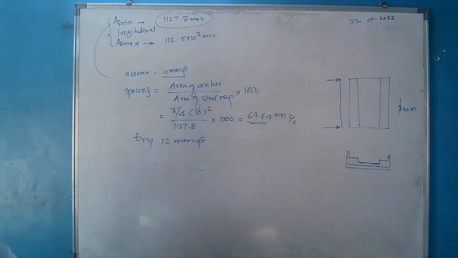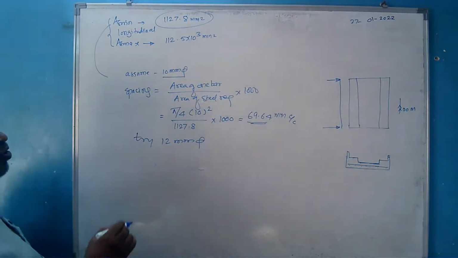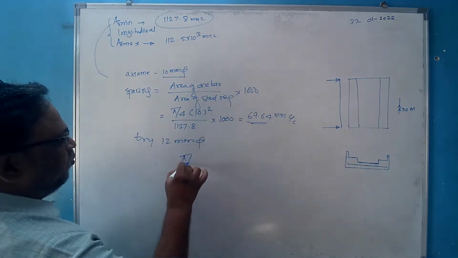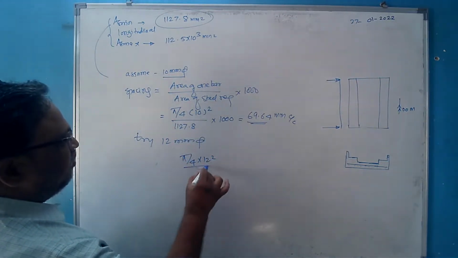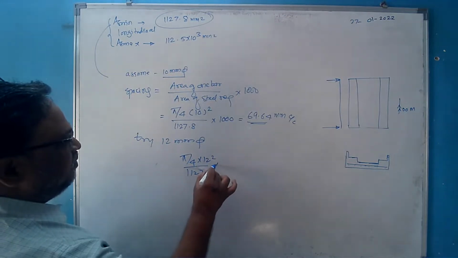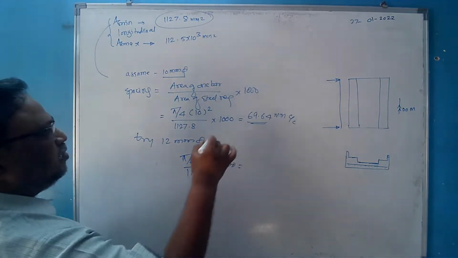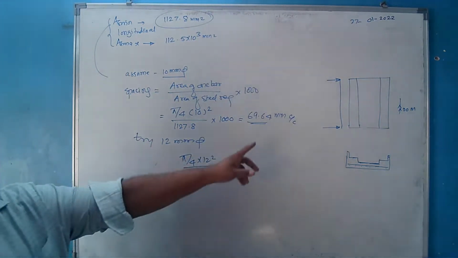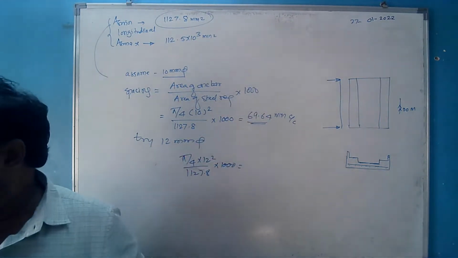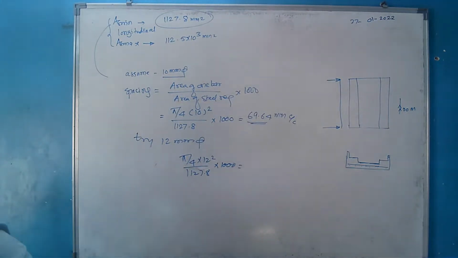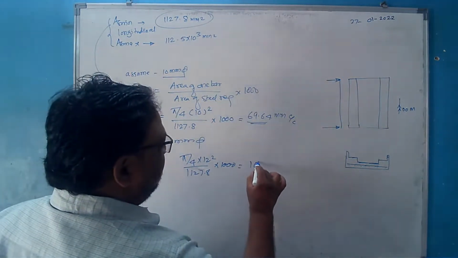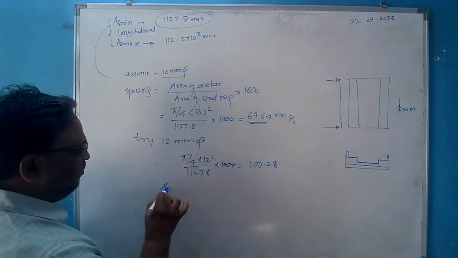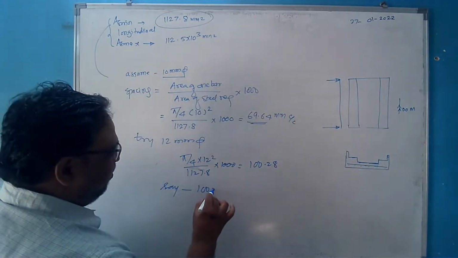Okay. So what it will be in that case? So it will be now pi by 4, 12 square divided by 1127.8 multiplied by 1000. So what it will be? ये जो 69.64 है मल्टीप्लाइड बाय 12 स्क्वायर डिवाइड बाय 10 स्क्वायर कर देंगे तो we will get 100.28. ठीक है, ये ठीक लगता है. ये 100.28. So say we are providing 100 mm center to center.